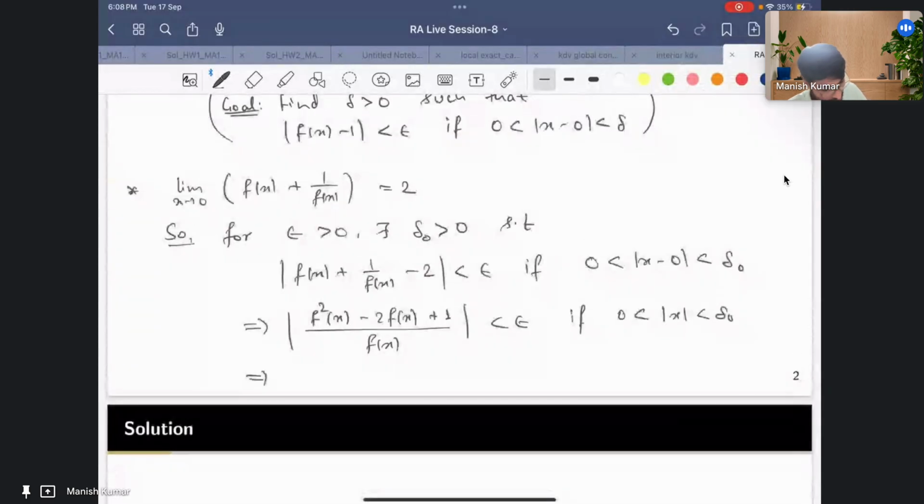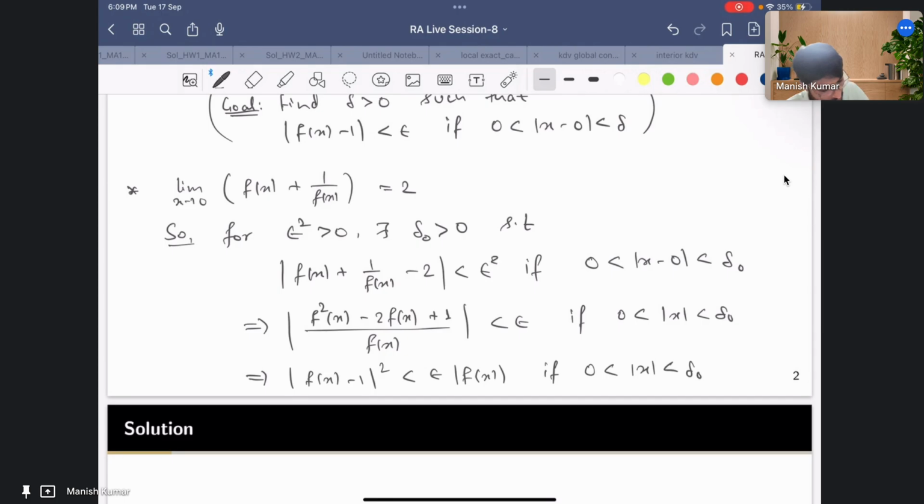Now from here what we can say is, the numerator over here is f of x minus 1 whole square, and in the denominator we have mod of f(x). So I am throwing that on the right hand side. Let me write this as f of x minus 1 whole square is less than epsilon times mod of f(x) if 0 less than mod of x less than delta naught. Since I am getting a square here, I'll choose epsilon square.